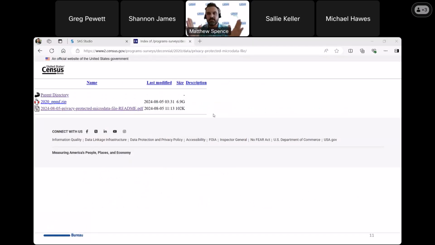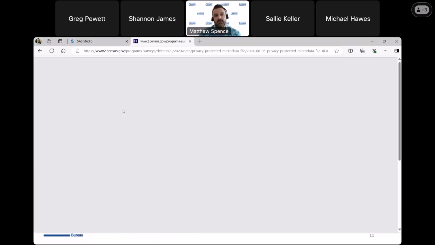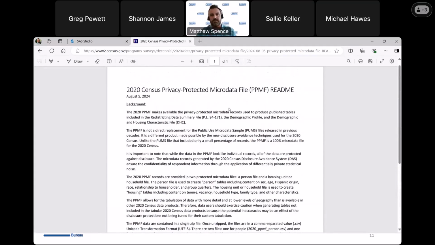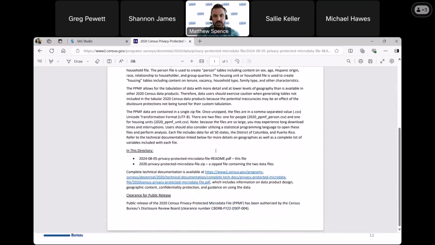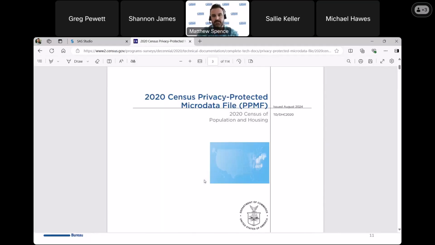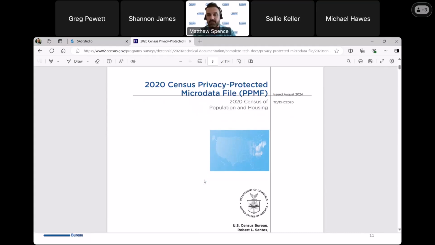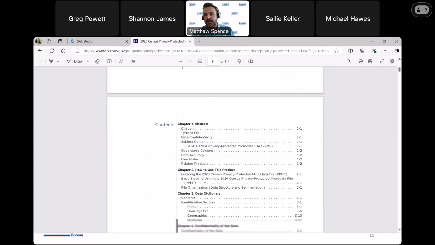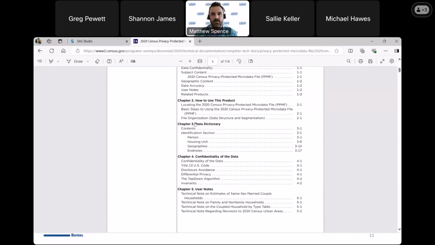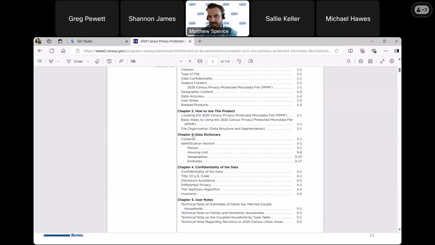Okay, so this is what I hope everyone can see. This is what the FTP site looks like. We'll have the 2020 ppmf.zip, which is again 6.9 gigabytes, and we have a README file, which gives a little bit more detail. If we click on the README file, that describes what the PPMF is, and it also has a link to the full technical documentation. This full technical documentation is extremely useful for looking up information about what these data mean. This chapter 3 includes a lot of information.